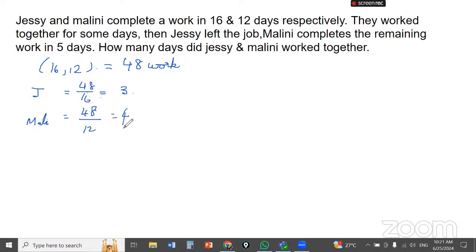So Jesse's 1 day's work is 3 and Malini's 1 day work is 4. What they have given is Malini completes the remaining work in 5 days. So Malini's 1 day work is 4. For 5 days, 5 into 4, she'll be completing 20 work in the remaining days. The total work is 48, so 48 minus 20 is equal to 28.